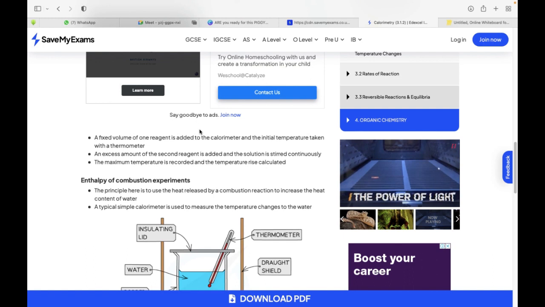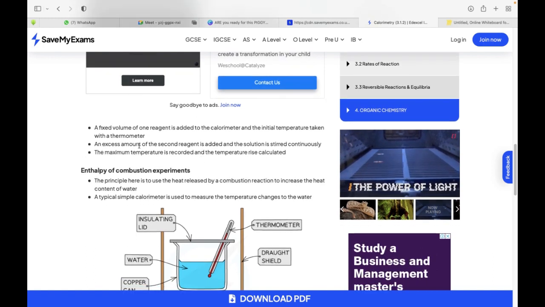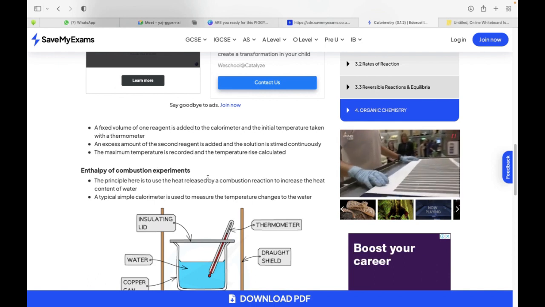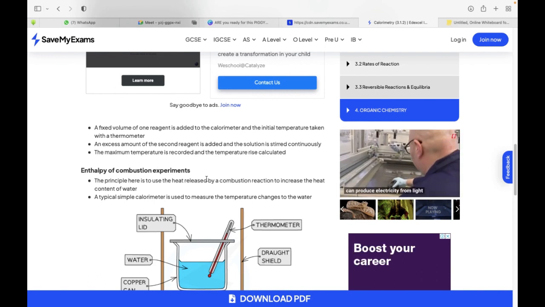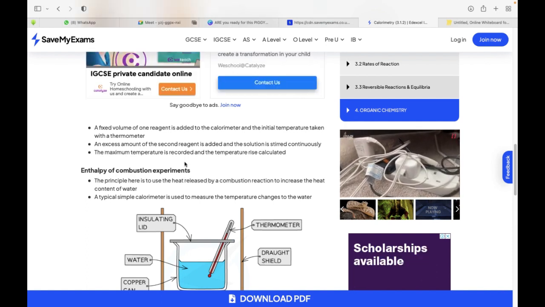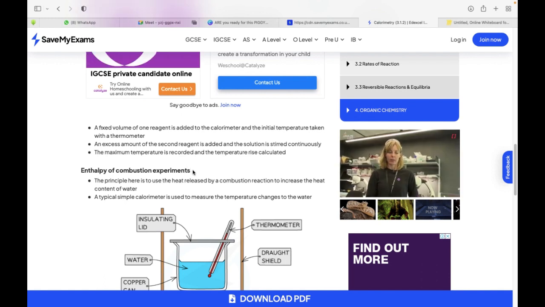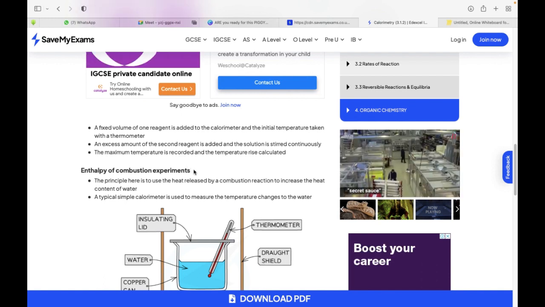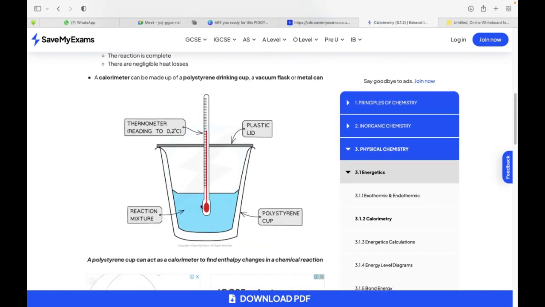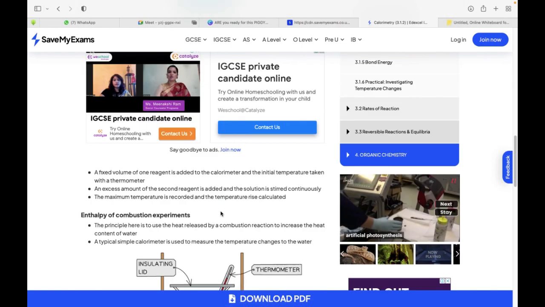Then, when the experiment takes place, we see what the final temperature will be. Now, an excess amount of the second reagent is added. It depends on what your reagents are, the two or three things that you add together to form your solution. The solution is stirred continuously. First, you add your first reagent and take the initial temperature. Then you add the second reagent, and you stir it gently and see what you have.